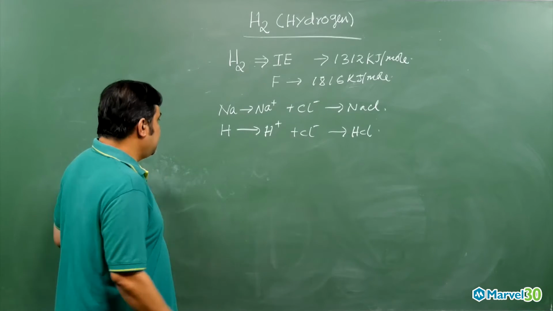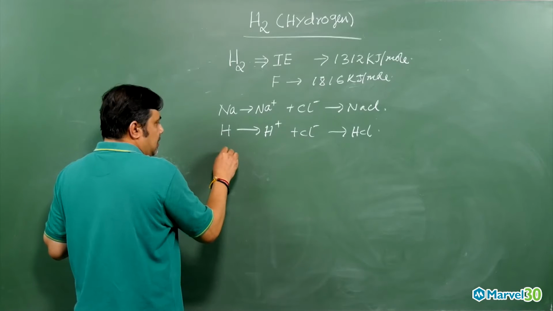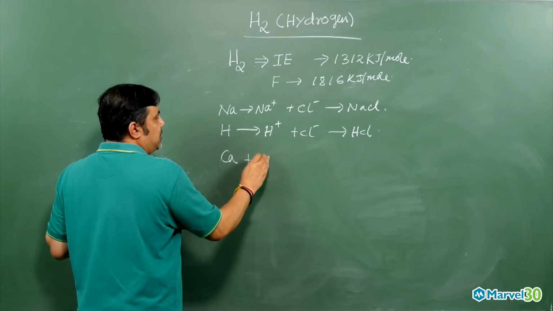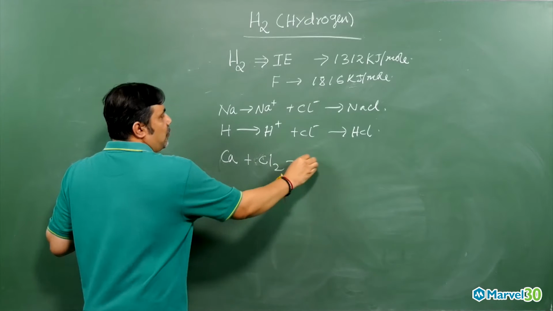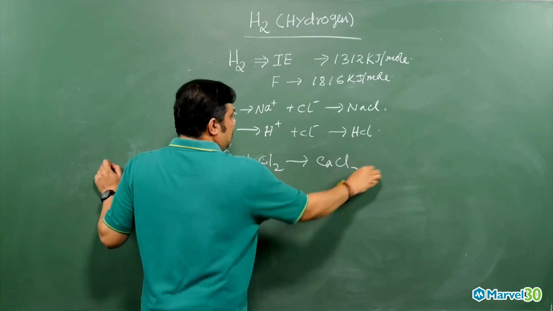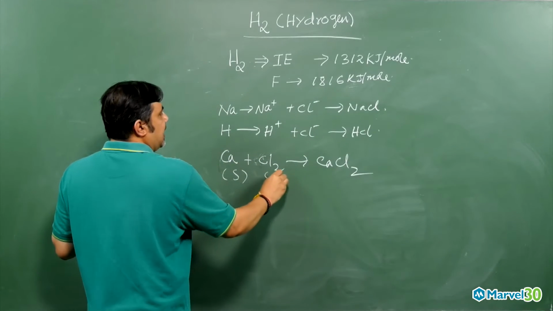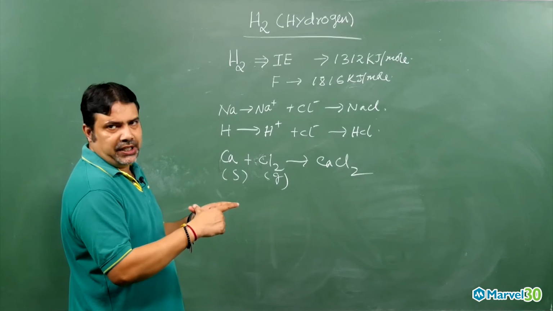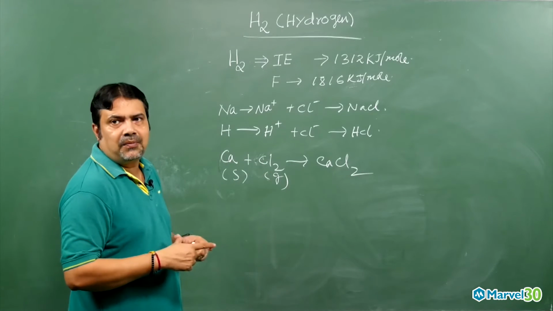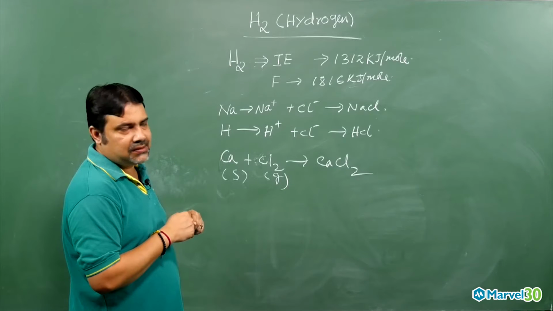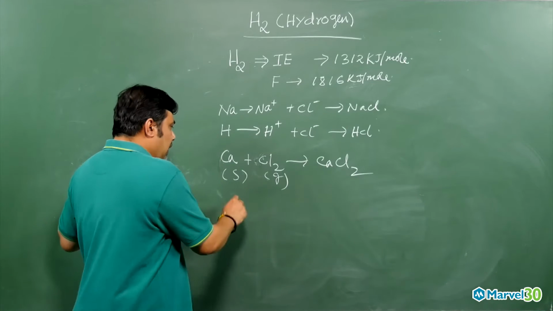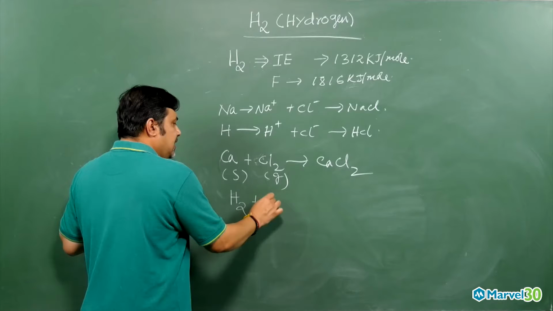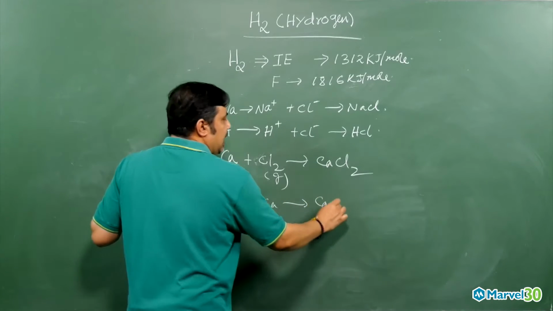Like a metal such as calcium, whenever chlorine is combined with calcium, they form what? Calcium chloride. Calcium solid and chlorine gas, when they react, they will form calcium chloride on combination, theoretical idea. I am asking the theoretical concept. And likewise hydrogen can be combined with calcium to form calcium hydride.